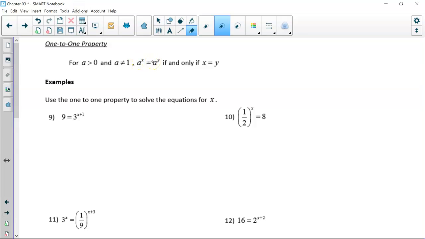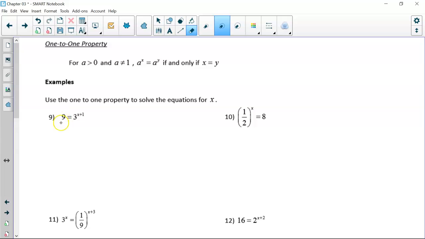So if you look, a to the x equals a to the y. If the bases are equal, then the exponents are equal. Then x equals y. And it goes vice versa. If x equals y, so if the exponents are equal, then the bases are equal. Now here, my bases aren't equal. I need to rewrite this.